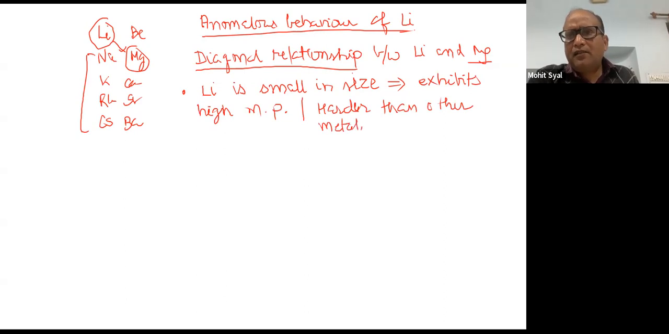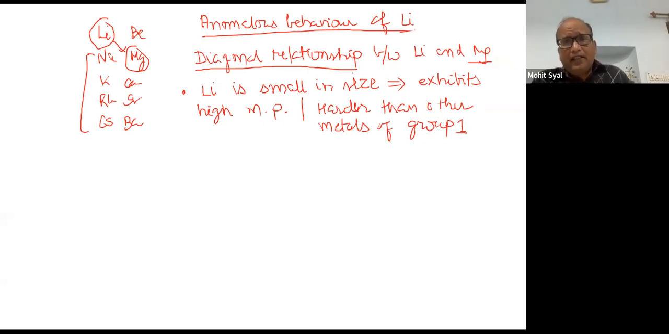Harder than other metals of group 1. Sodium, potassium, rubidium, they are very soft and they can be cut with a knife. Okay. So lithium is a bit hard.